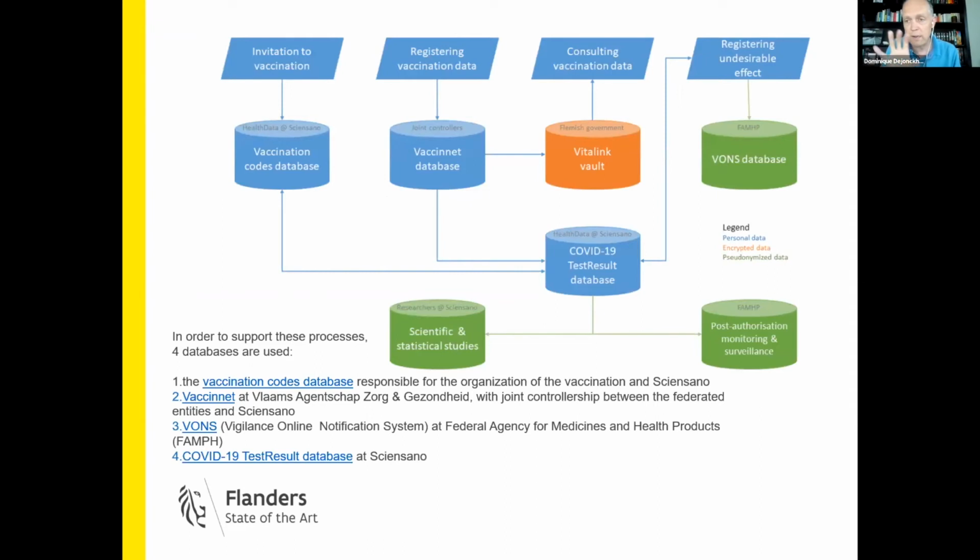To have a view on what is in place regarding the COVID-19 vaccination registration, I can show you these details. There are links at the end of my presentation that give you in English all the details about those databases. But here you can see in the middle the Vaxenet database, which publishes to Vitalink, that makes consultation possible. At the right side, we have the VONS database for pharmacovigilance. We have a scientific database that is called COVID-19 test result database. And we also have the vaccination codes database on which we do the selection of the population.